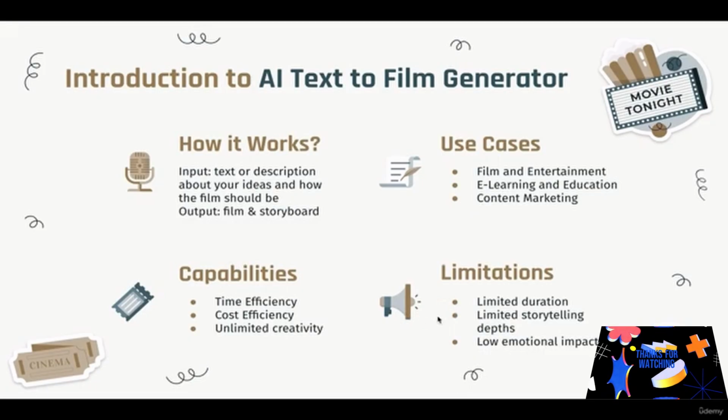And the second one here is limited storytelling depth. AI-generated films often lack the depth and nuance achieved by human filmmakers. They may have difficulty portraying intricate characters' development, complex subplots, or exploring profound themes, limiting their storytelling capabilities, right?